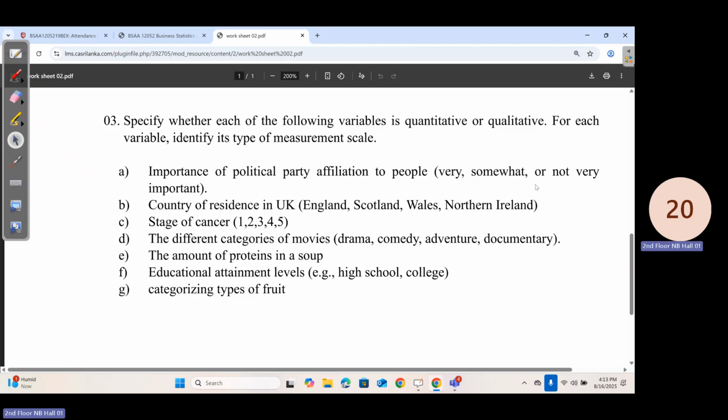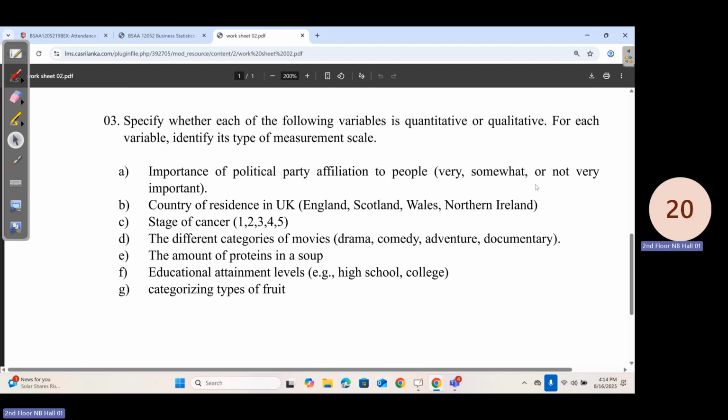And the first one, importance of political party affiliation to people. Within brackets, some suggestions are there: very, somewhat, or not very important. What is the level of measurement? Ordinal. Here the levels of importance are very, somewhat, or not very important. Based on that, we can order them. It's not nominal. It's clear? This is an ordinal scale variable.